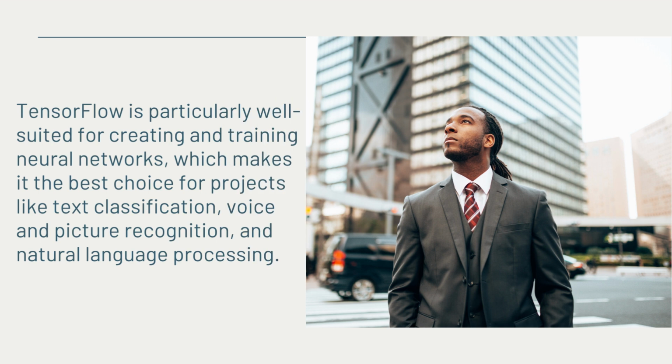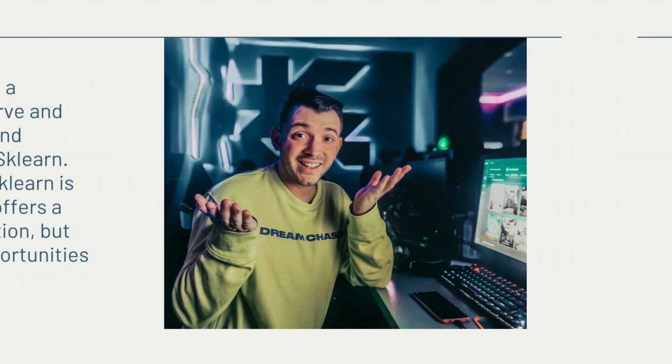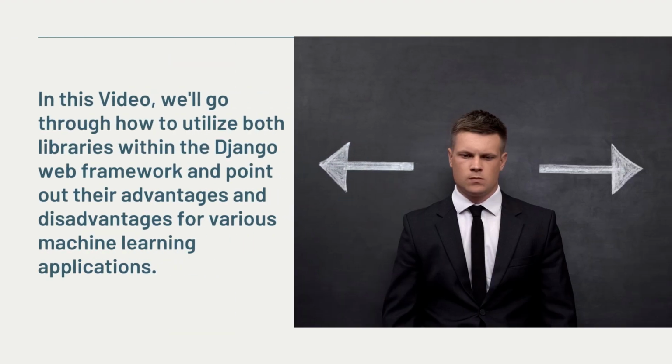Nevertheless, it has a steeper learning curve and needs more setup and configuration than Scikit-learn. On the other side, Scikit-learn is simpler to use and offers a more pre-built solution, but there are fewer opportunities for customization. TensorFlow is particularly well suited for creating and training neural networks, which makes it the best choice for projects like text classification, voice and picture recognition, and natural language processing. In this video, we'll go through how to utilize both libraries within the Django web framework and point out their advantages and disadvantages for various machine learning applications.